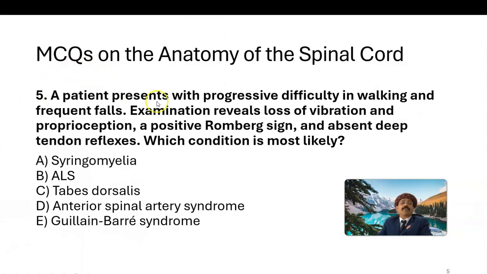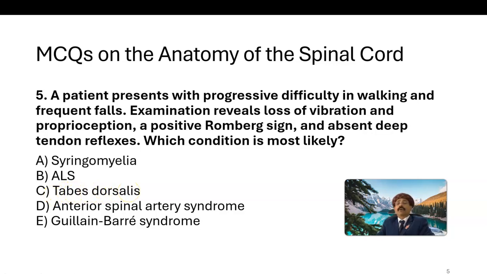Number 5, a patient presents with progressive difficulty in walking and frequent falls. Examination reveals loss of vibration and proprioception, a positive Romberg sign, and absent deep tendon reflexes. Which condition is most likely? A. Syringomyelia, B. ALS, C. Tabes dorsalis, D. Anterior spinal artery syndrome, E. Guillain-Barré syndrome. The answer should be C, tabes dorsalis.